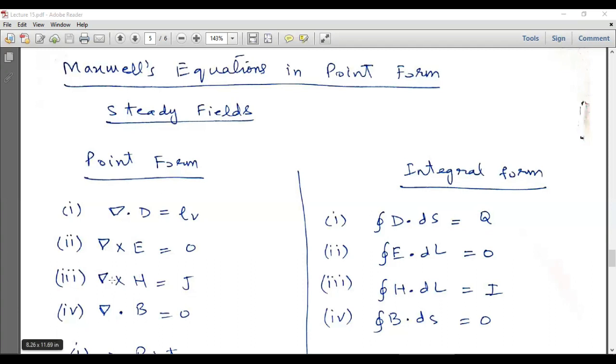The third Maxwell's equation is actually Ampere's law, and the point form of Ampere's law is curl of magnetic field intensity is equal to the volume current density, or del cross H is equal to J. Its integral form is written over here, the closed line integral of H dot dl is equal to current, and this is the integral form of Ampere's circuital law. The fourth Maxwell's equation is del dot B is equal to 0, or divergence of B is equal to 0, and its integral counterpart is the closed surface integral of B dot dS equal to 0.